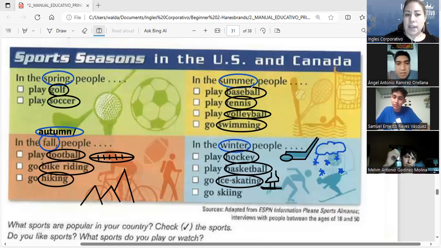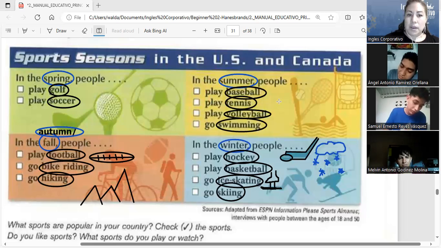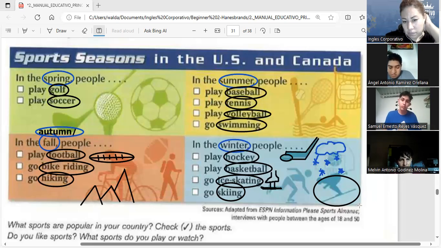Okay, and then finally, we can also go skiing. Yeah. Right. Very good. Which is like, right here, going down the mountains. Okay, that's skiing. All right, any questions about this? You have questions? No? Okay. All right, perfect.